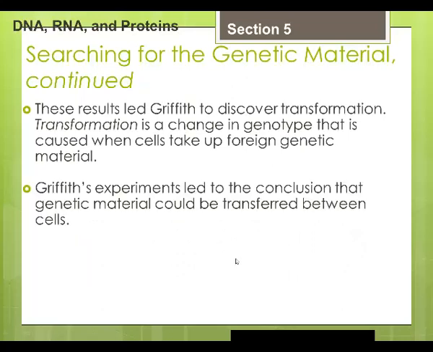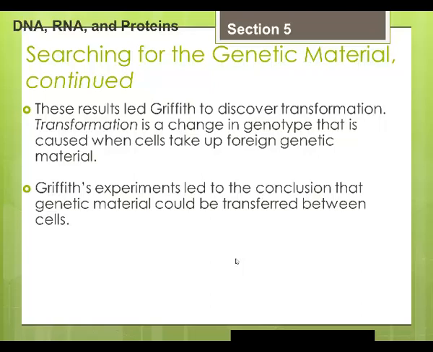So Griffith came up with the results that information that had been inside of the dead bacteria, the bacteria that were harmful to the mice, must have somehow been picked up by the harmless bacteria. And he discovered this idea of transformation. Transformation is the idea where a foreign genetic material found in the environment can actually be added to the genotype of another species. His experiments led to the conclusion that genetic material could be transferred between cells.